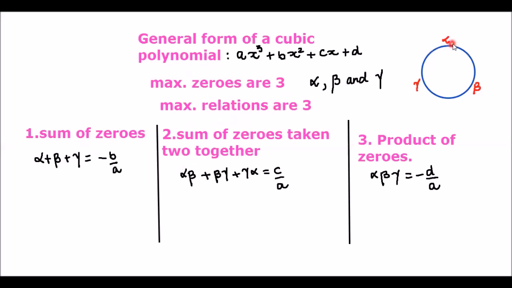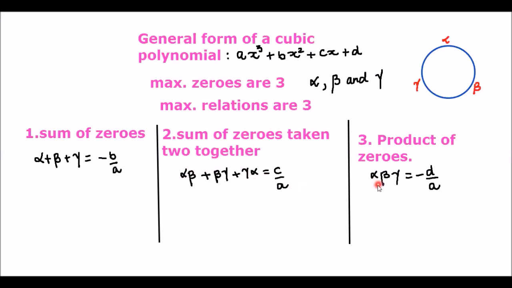If we move in this sequence, alpha beta, then beta gamma, then gamma alpha, and then again you will get the repeated term alpha beta. So we will not write that. The first term of this relation will be alpha beta plus beta gamma, then gamma alpha. After that, repetition occurs, therefore you stop writing. So alpha beta plus beta gamma plus gamma alpha. There are always 3 terms. The degree is 3, therefore the terms are also 3. This is C by A.